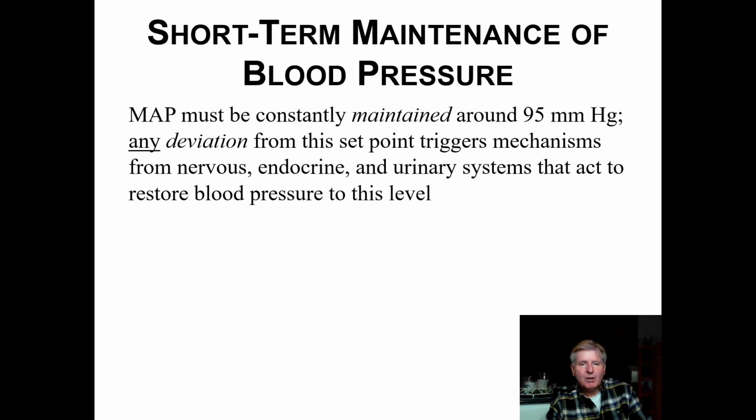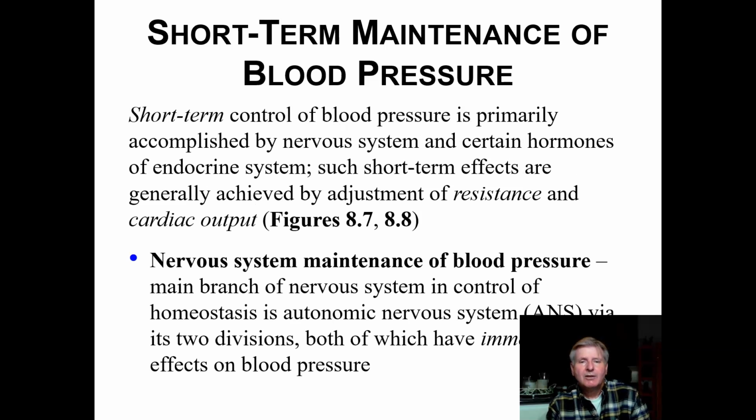Blood pressure maintenance. So your mean arterial pressure has to constantly be maintained at about 95 millimeters of mercury. Any deviation from 95 triggers mechanisms from your nervous, endocrine, and your urinary systems. These also act to raise your blood pressure, restoring it back to its normal level. Your short-term controls of blood pressure are mainly controlled by your nervous system and your hormones of your endocrine system. Your short-term effects are generally achieved mainly by adjustment of resistance and cardiac output.